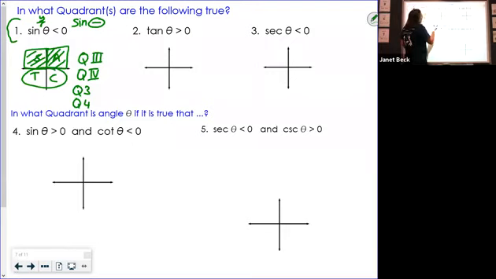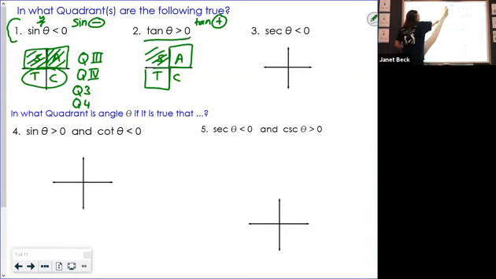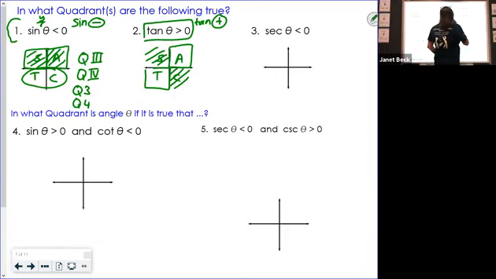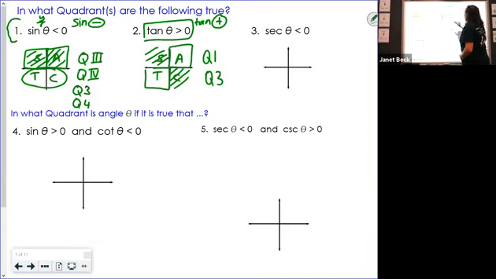Okay, question 2. We're being told here that the tangent is greater than 0. If the tangent is greater than 0, I'm looking for tangent being positive. All of them are positive in quadrant 1. Only sine and its reciprocal cosecant are positive in quadrant 2, so I don't want that one. Tangent is positive here, and that's what I'm looking for. And cosines are positive here, but tangents would be negative. So my answer here would be quadrant 1 and quadrant 3. Not going to do the third part of that.